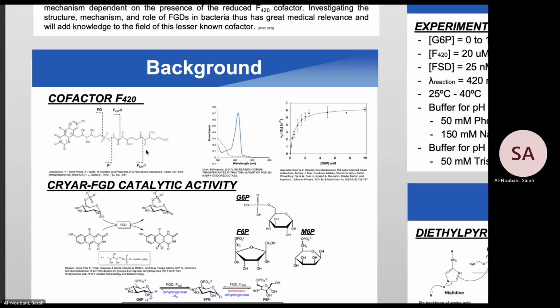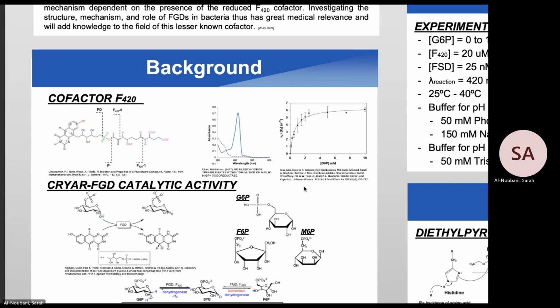F420 is spectrophotometrically distinct in that upon reduction to F420H2, it loses its maximum absorbance of 420 nanometers and instead gains a shoulder at around 300 nanometers. As a result, a UV spectrometer can monitor changes in absorbance over time and be used to determine the reaction rate and be used for kinetic characterization. The kinetic experiment I will be primarily focusing on is the steady-state experiment.